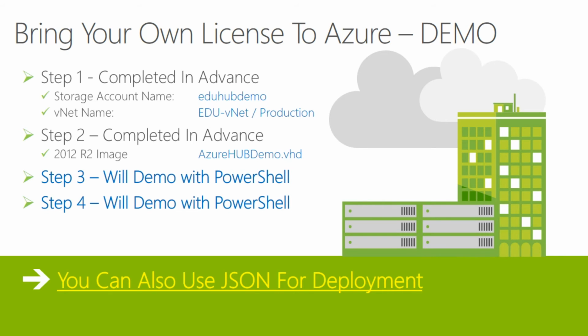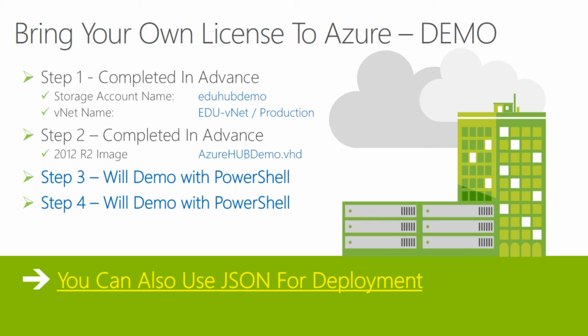Okay, so here are the 4 steps that I've outlined. The first step is completed in advance. I've gone ahead and created a storage account in Azure called eduhubdemo. I've also created a VNet called edu-vnet, and a subnet on that VNet that I will use is called production. In step 2, I've also completed that in advance, and that is that I've prepared a 2012 R2 image, sysprepped it, and put it on my local machine, and I've named that AzureHubDemo.vhd.